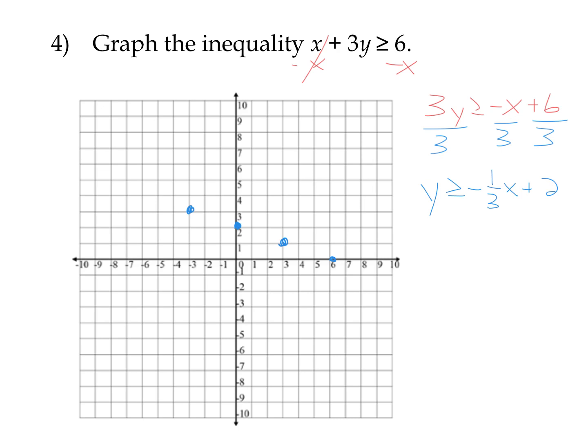In this case, because it has the equal to, I'm going to have a solid line. So I'm going to have a solid line that goes through those points for my boundary. Okay, because it's got the equal to, I'm going to have a solid line. And now I want to test a point.